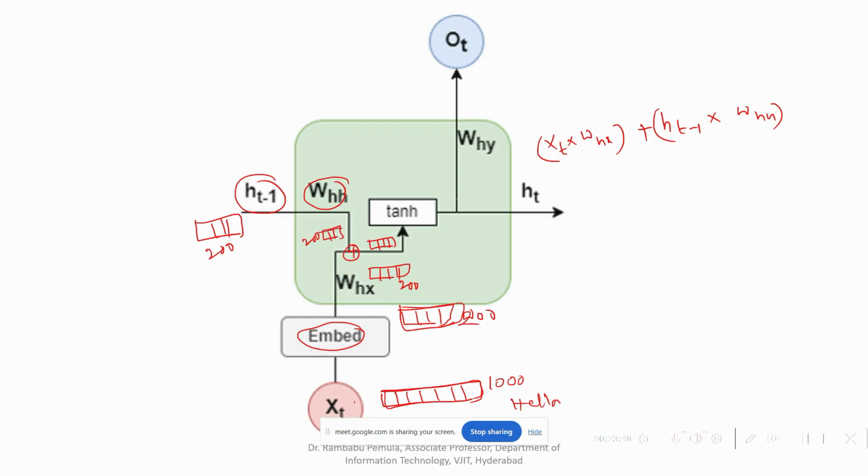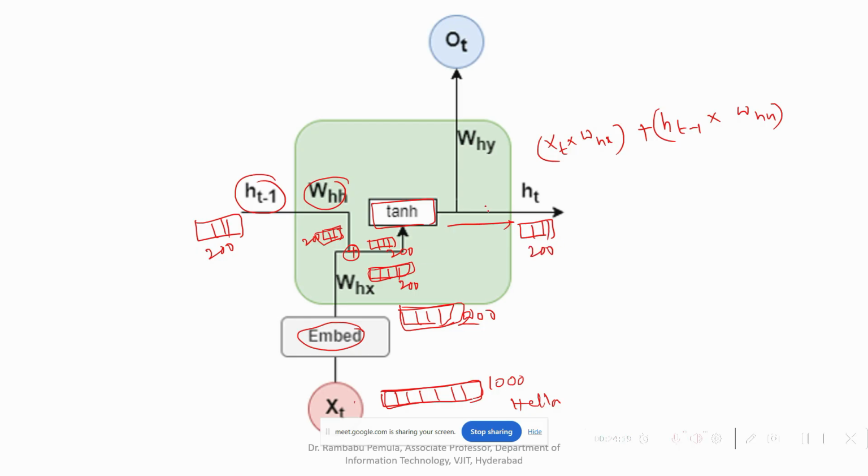Both 200-length words are going to be concatenated, and we are going to get the new output, also in the form of a 200-length word. That 200-length word is given to tanh. The tanh performs an operation that converts the values to between -1 and +1. Based on that, we transfer it to the next layer as an output, which is also a 200-length word only.